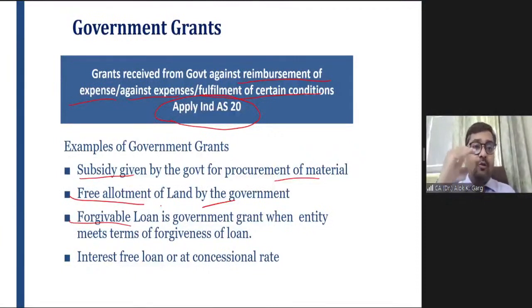Okay, and how has this loan to be measured? The loan has to be measured as per Ind AS 109. So you have to do the amortized cost calculation, what you have read in Ind AS 109. Okay, so that the concession is treated as a grant in this standard.